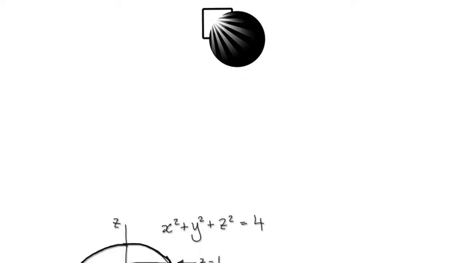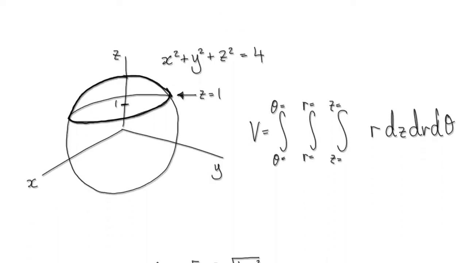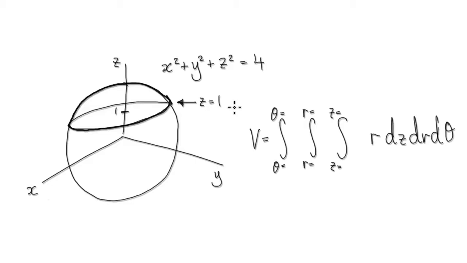In this video, we're going to use triple integration with cylindrical coordinates to work out the volume of this solid here. So here you've got a sphere of radius 2, and we're going to slice this sphere at a height of 1. So our job now is to work out the volume of this solid.